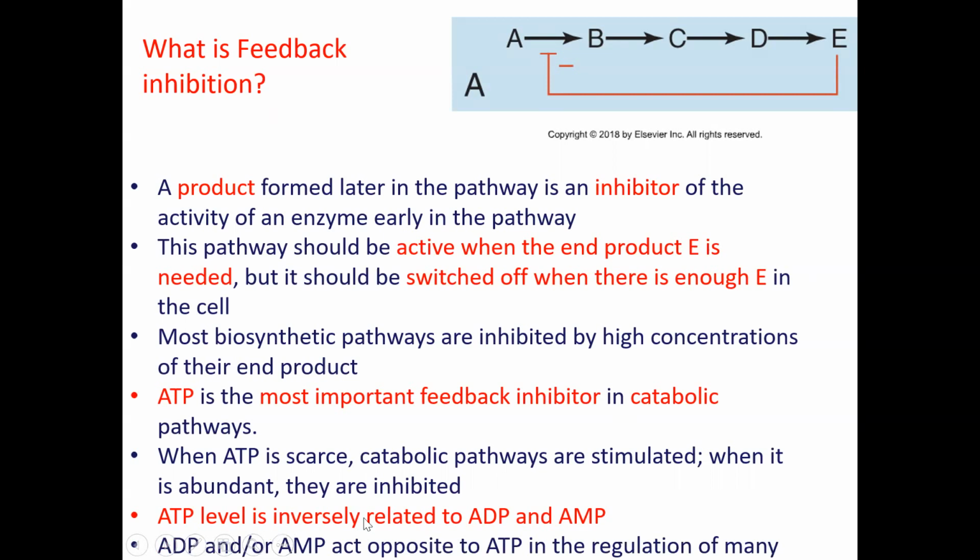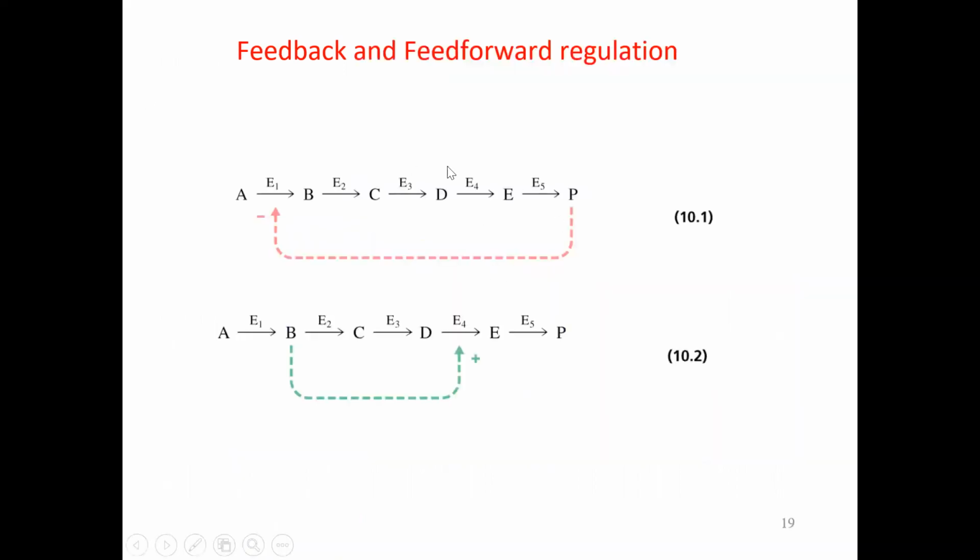So again, this is very important because for most pathways, actually for all pathways, if ATP inhibits, then ADP and AMP will activate. They have opposing effects because ATP signals a high energy level, and ADP and AMP signal a low energy level. So they always have opposite effects in the regulation of our pathways. Okay, so here again we see the feedback inhibition.